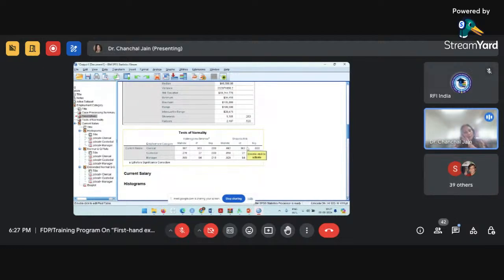There you can find all the significant values for all the three categories: clerical, custodial, and manager. You can see these are all less than 0.05. So what conclusion will we draw from here? Anyone? Reject the null hypothesis. Sorry? Reject the null hypothesis. Very good.